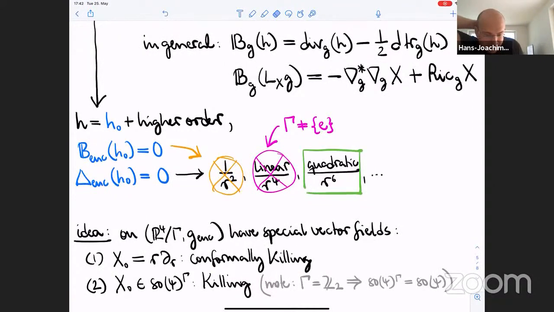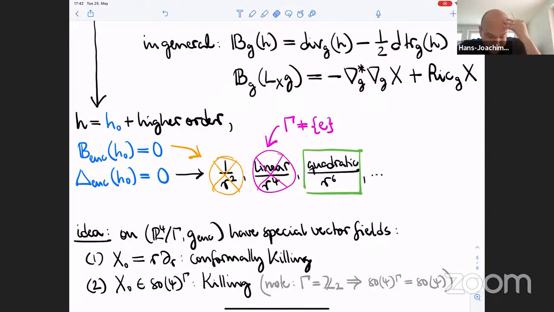So here's another idea that's been around for a long time. That was another source of motivation for the theorem that we ended up proving. On the asymptotic cone R4 mod gamma with a Euclidean metric, you have certain special vector fields associated to dilations and isometries. The vector field x naught, which is just a scaling vector field, r times d by dr, is a conformal Killing vector field. And then you have infinitesimal rotations, so elements of the Lie algebra SO4 that are invariant under your finite group. Those are the Killing vector fields of the asymptotic cone.